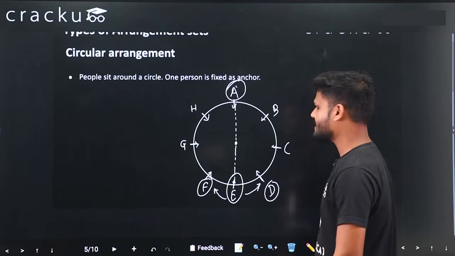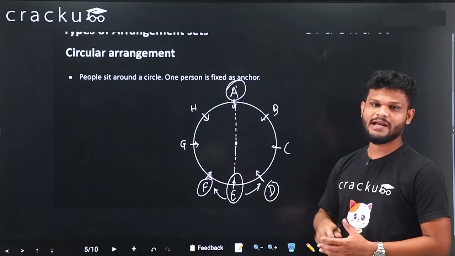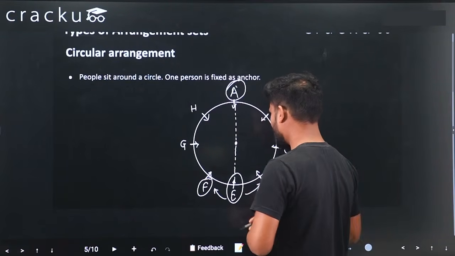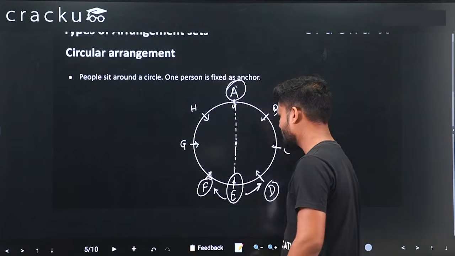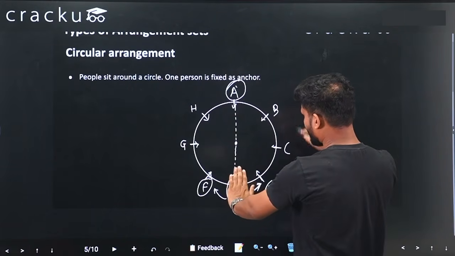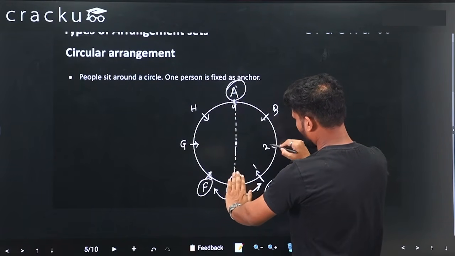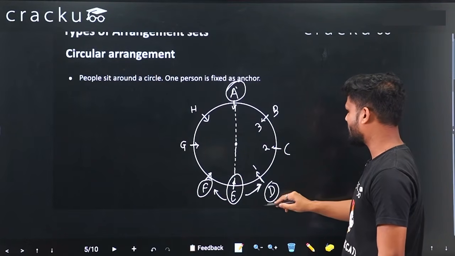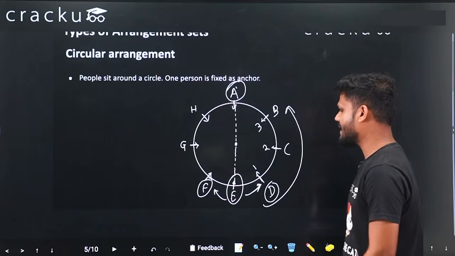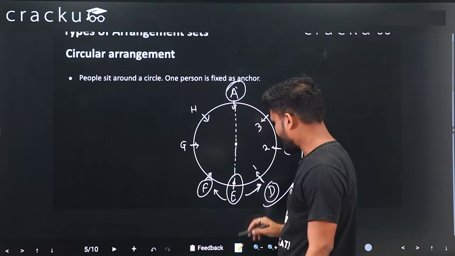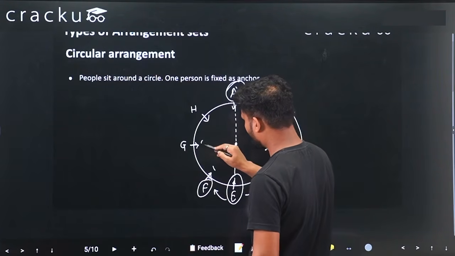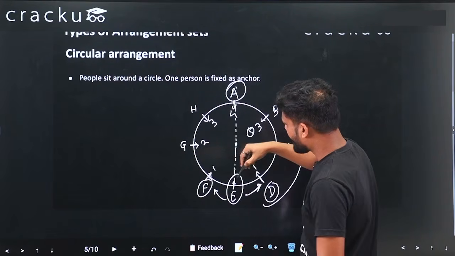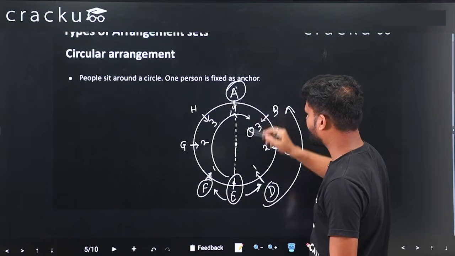Now if I ask third to the right of E, so first assume that E is facing this direction. It means its right is this one. So forget E and count 3 places, 1, 2 and 3. So I can say B is sitting third to the right of E. Similarly, if I see from this direction, I can say 1, 2, 3, 4 and 5. So B is sitting fifth to the left of E.